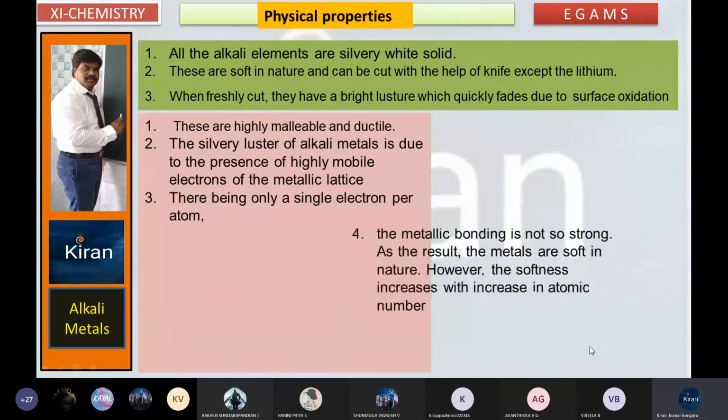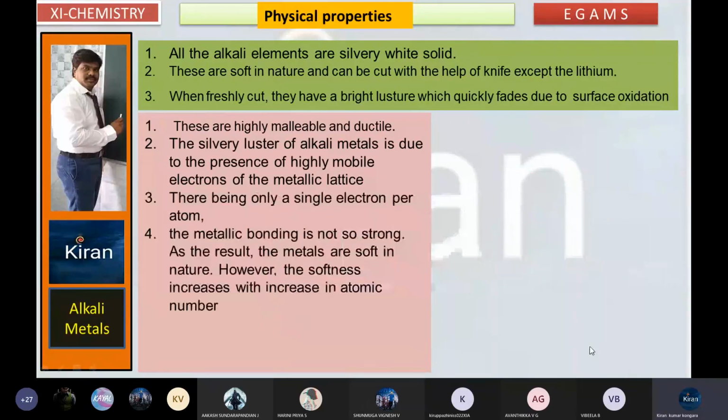The metallic bond is not so strong. As a result, the metals are soft in nature. However, the softness increases with increase in atomic number. So the metallic bond is very weak. Metallic bond means metal to metal. The bond is very weak. For example, take this much size of metal. Here the sodium is there, and here one more sodium is there. The attraction between this sodium and this sodium is very weak, because when it loses an electron, it gets a plus charge. The minus charge attracts the plus charge and the plus charge attracts the minus charge.